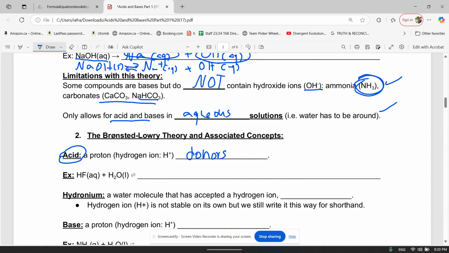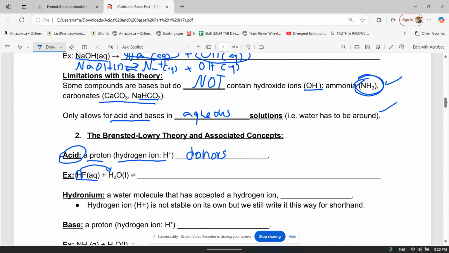So an acid is a substance that donates a proton. And when I say a proton, I mean a hydrogen ion, H+. So in this situation here, we have HF(aq) plus H2O. Our HF is going to be our acid, and what it's going to do is donate this H to this water.